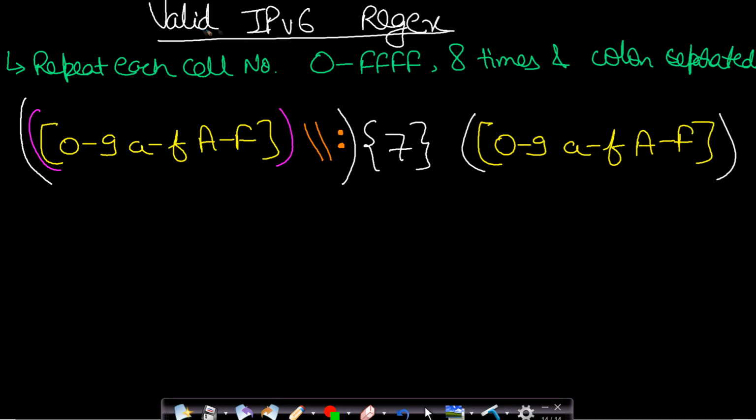Similarly, we can form a valid IPv6 regular expression. Well, in this case, the rule is to repeat each cell with a number in the range of 0 to all f's, that is 4 f's.